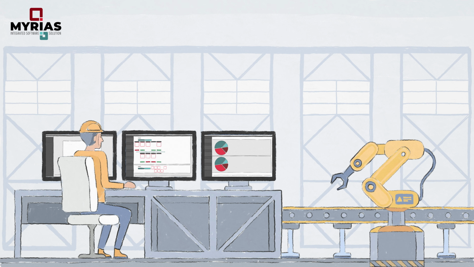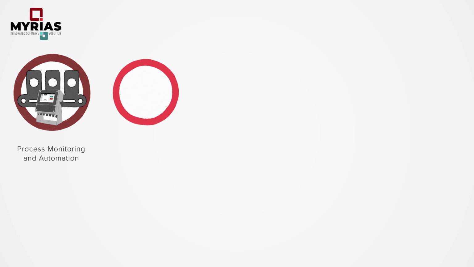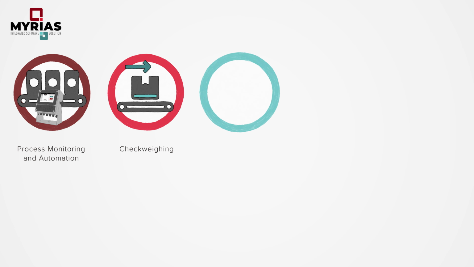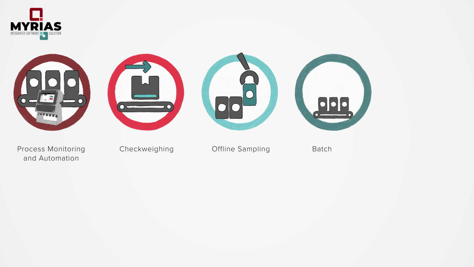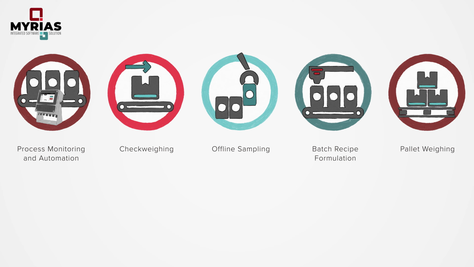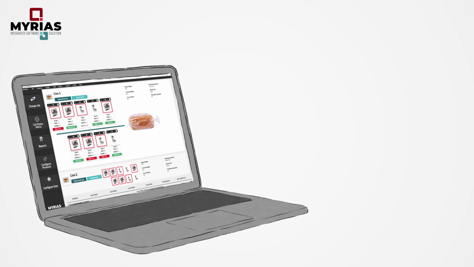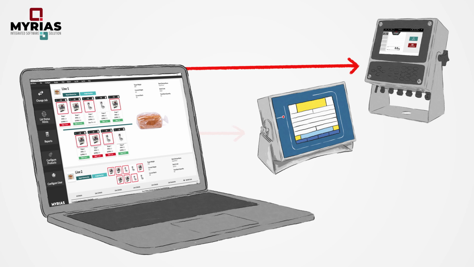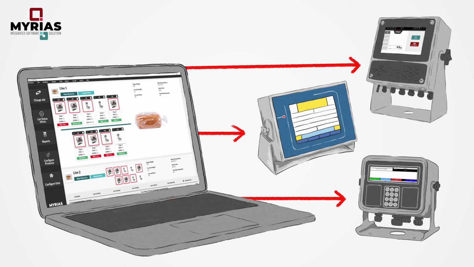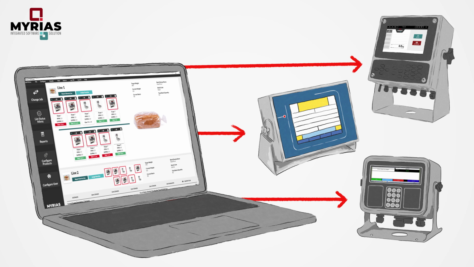Myrias software monitors, captures, and reports weight data along every point of business operations. Use Myrias in a variety of operations for process monitoring and automation, including check weighing, offline sampling, batch recipe formulation, pallet weighing, and more. Compatible with all brands of weighing hardware, Myrias can also be installed on a single PC or run from a central server with network-connected workstations.